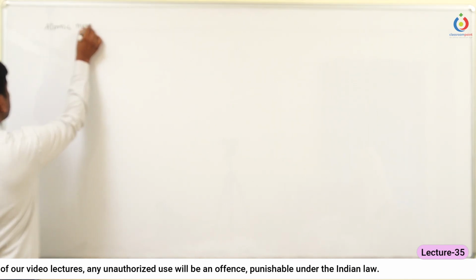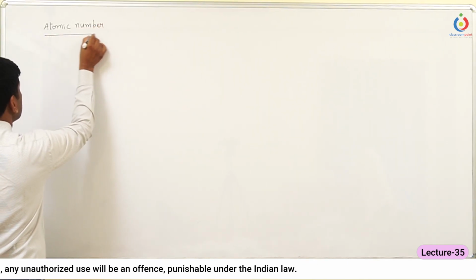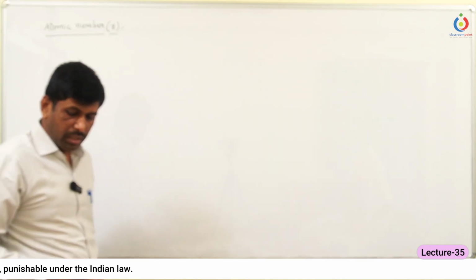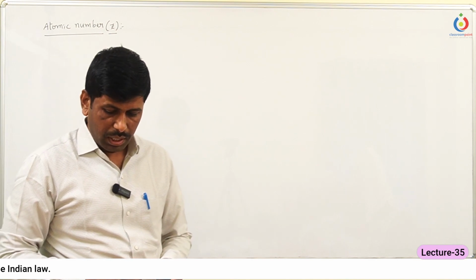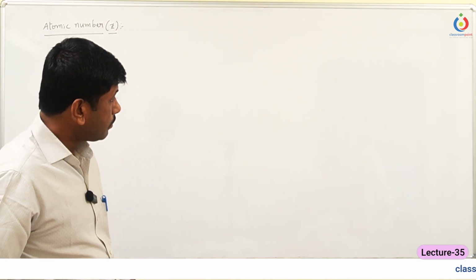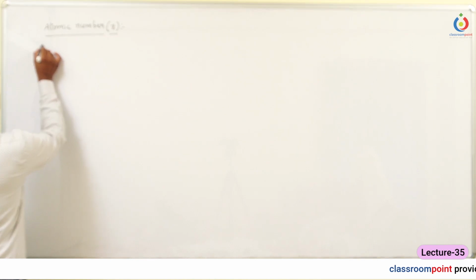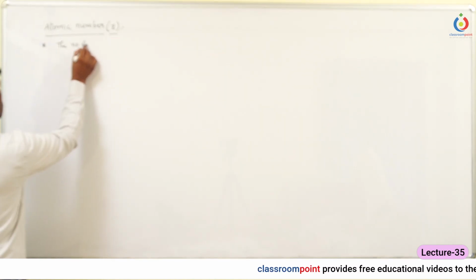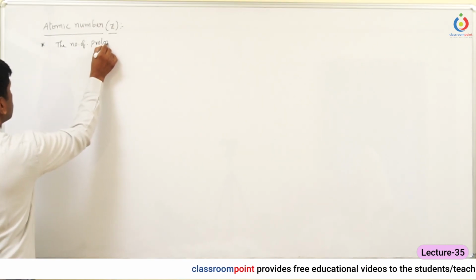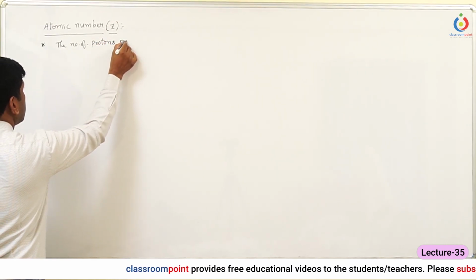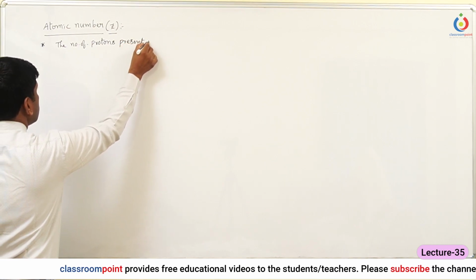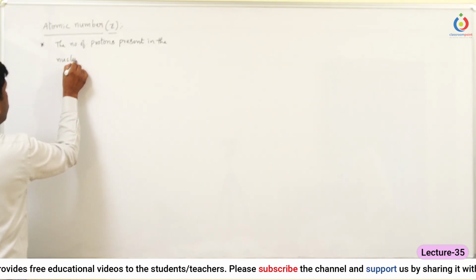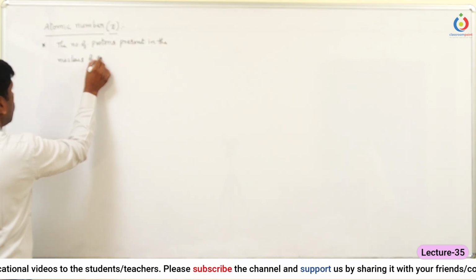Atomic number is denoted by the symbol or the letter Z. Atomic number means the number of protons present in the nucleus of an atom is called the atomic number.